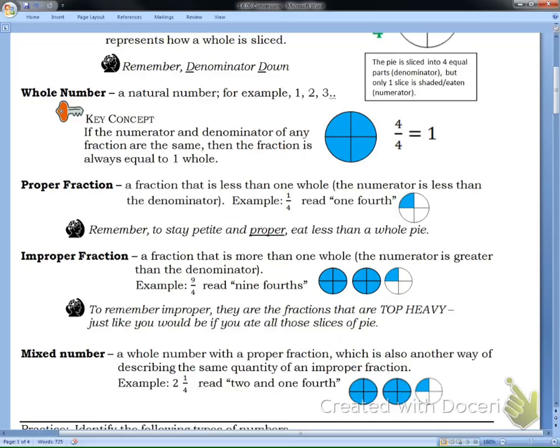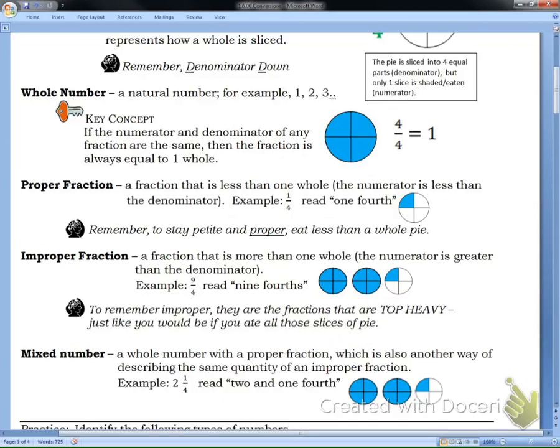There are different types of fractions. A proper fraction is one in which the numerator is smaller than the denominator. Look at our example of 1/4. You would read it as 1/4, just as I said there. So the top number, or numerator, its value is smaller than the denominator. To help you remember this, if you were to stay petite and small, and to stay proper, you would always eat less than one whole pie.